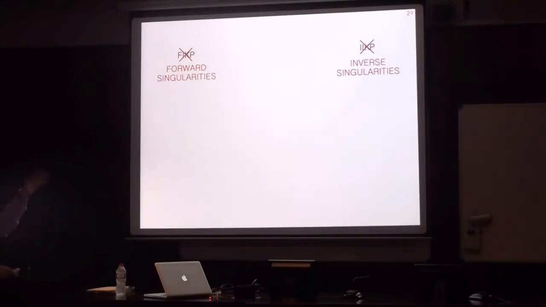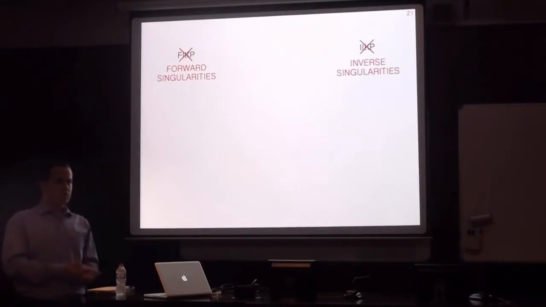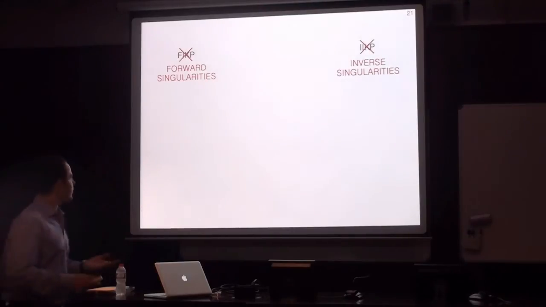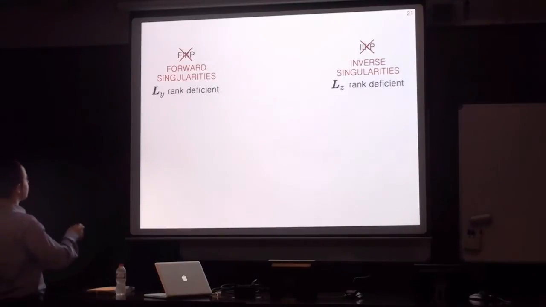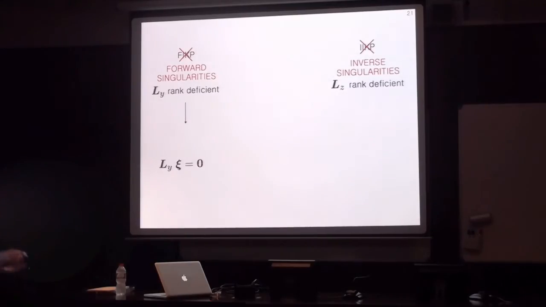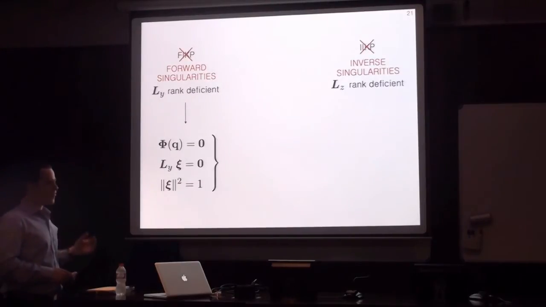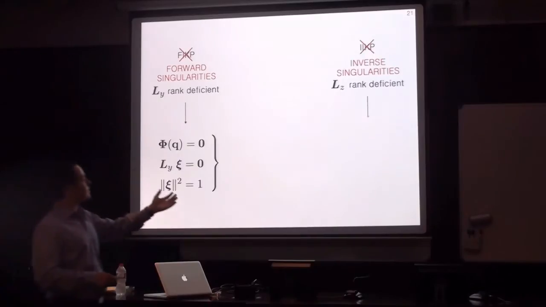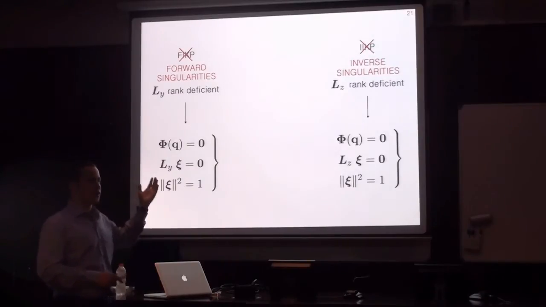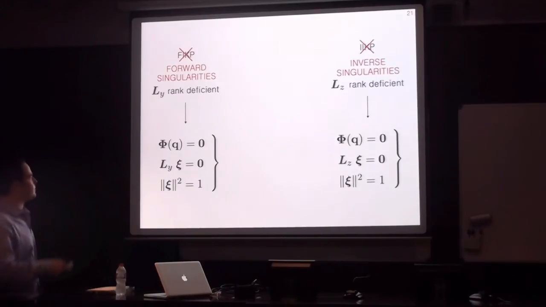The definition of the singularities allows us to write systems of equations that characterize them. For example, in the forward singularities, the matrix Ly is rank deficient. So there must be a non-null vector in its kernel. So we can write this system of equations whose solutions are the forward singularities. Similarly, we can write this system of equations for the inverse singularities using the matrix Lz.